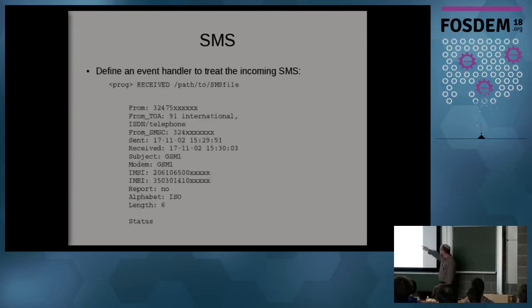So this small program receives two parameters. The received, saying that you have received an SMS, and the path where the SMS resides. An example of SMS is this one, so you have a lot of information coming from your providers, and the most important is the last element, so you have the length of the text, blank line, and then the text you have received. In this case, I received an SMS with the word status.